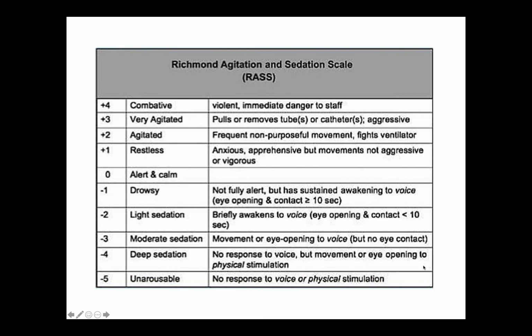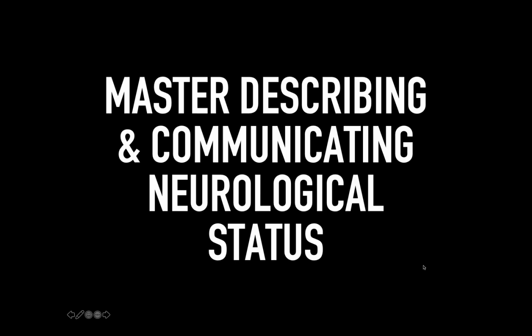There's also the Richmond Agitation and Sedation Scale, or the RASS scale, which goes from +4, which is combative, perhaps violent and perhaps dangerous to staff, all the way to 0, which is alert and calm, and the other side of the scale, which goes to -5, which is unarousable. In many cases, our target of sedation will be between 0 and -1, which is alert and calm, to very mildly drowsy, that has sustained awakening to voice. So what we hope you gain from this rotation is the ability to master describing and communicating neurological status, regardless of the context you are in.